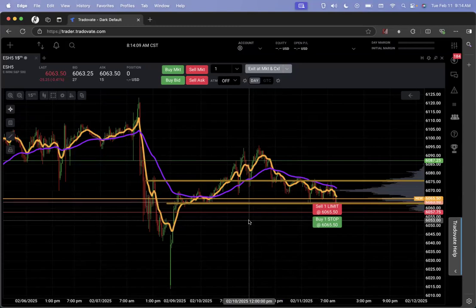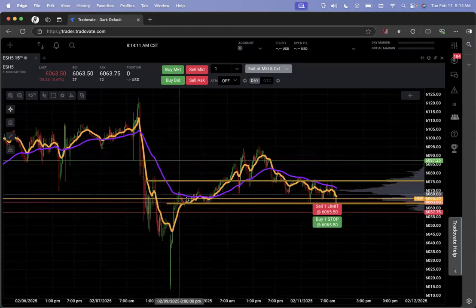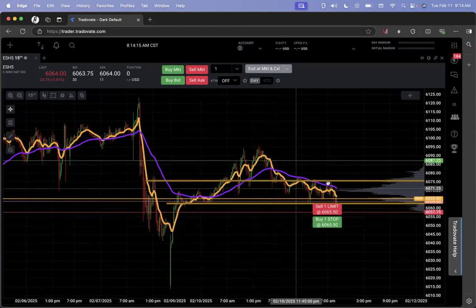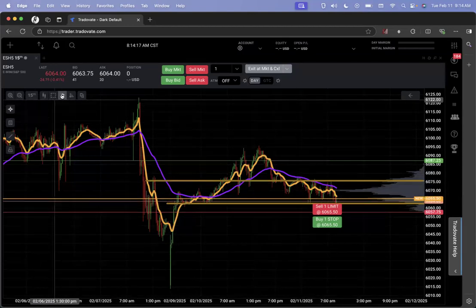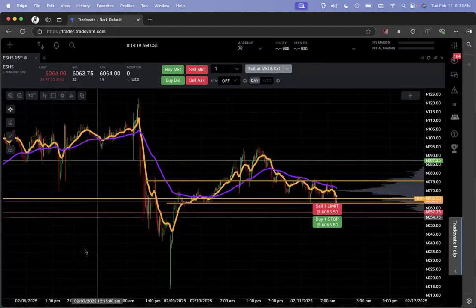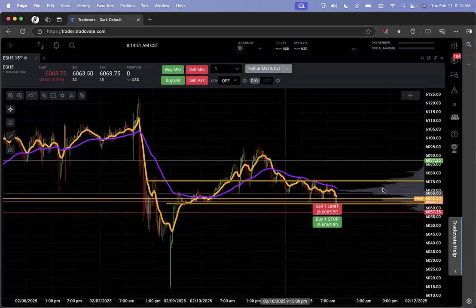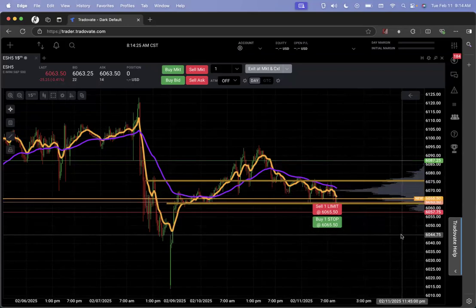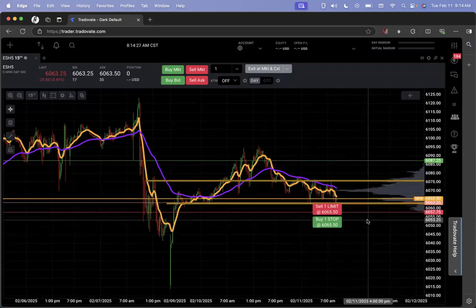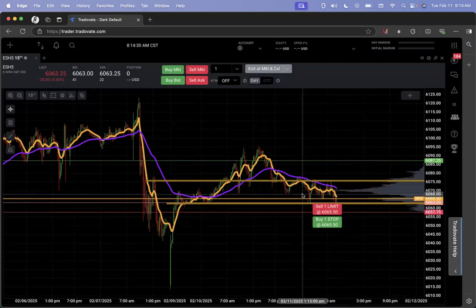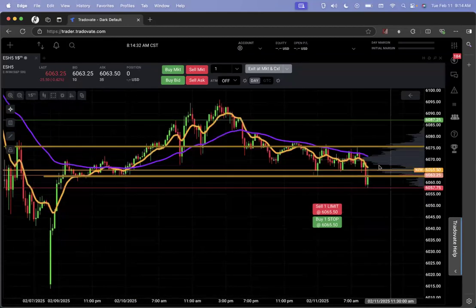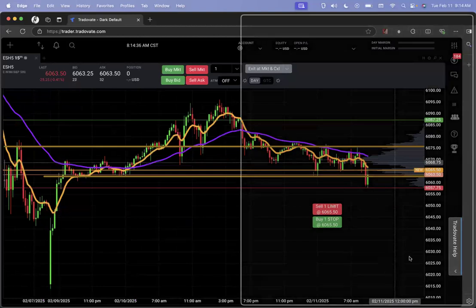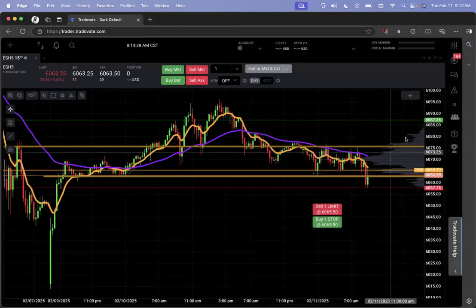The purple line here, that's the 50. The orange line is the 9. And this is the 15-minute chart. So again, if we climb into 60.65, then we would be coming right back into the zone.